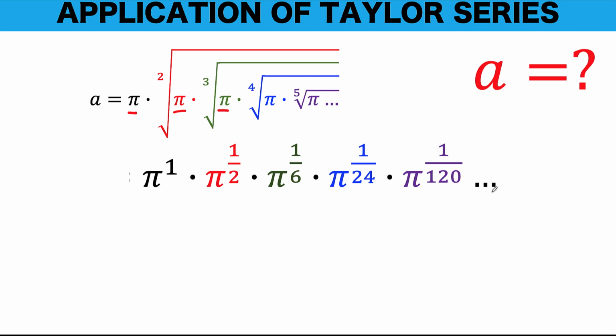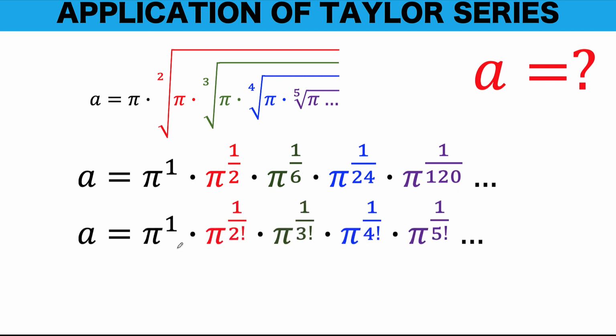And we copy these 3 dots. The product of this is equal to A. Now notice that this 2 is the same as 2 factorial, this 6 is 3 factorial, this 24 is 4 factorial, and this 120 is 5 factorial. Therefore, we can rewrite this equation as pi raised to the first times pi raised to 1 over 2 factorial times pi raised to 1 over 3 factorial times pi raised to 1 over 4 factorial times pi raised to 1 over 5 factorial, and continue the pattern infinitely.